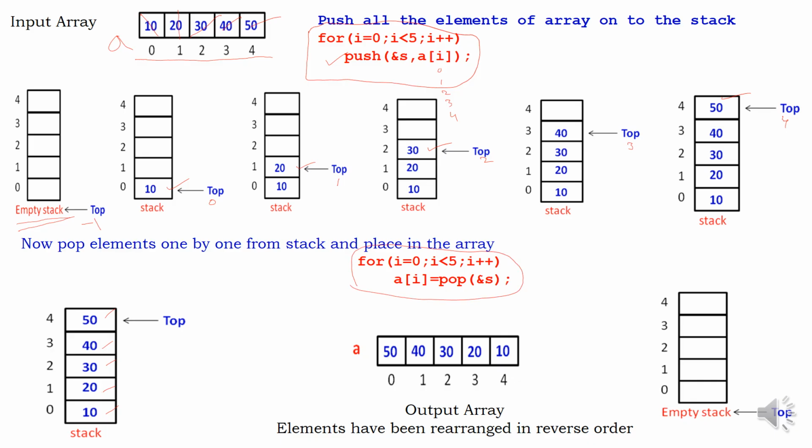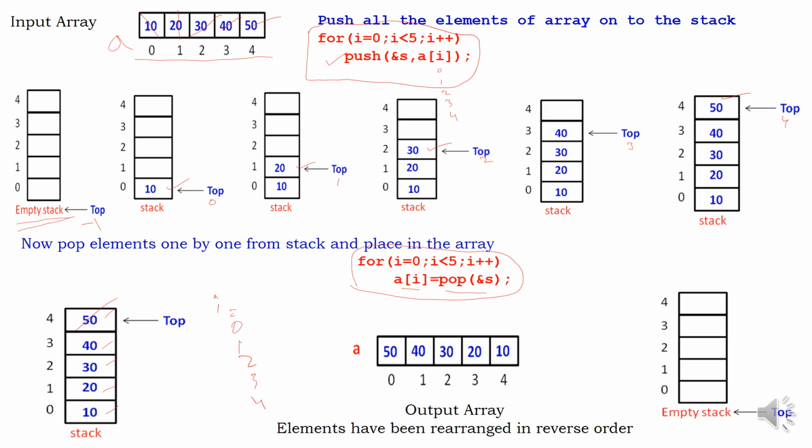For i assigned to 0, i less than 5, i plus plus, a of i is pop of stack. So every time you pop an element and place it in the array. 50 is popped and placed in a0. i varies from 0, 1, 2, 3, 4.